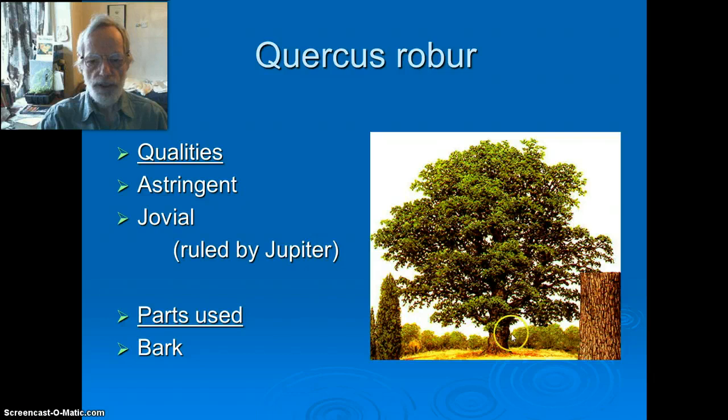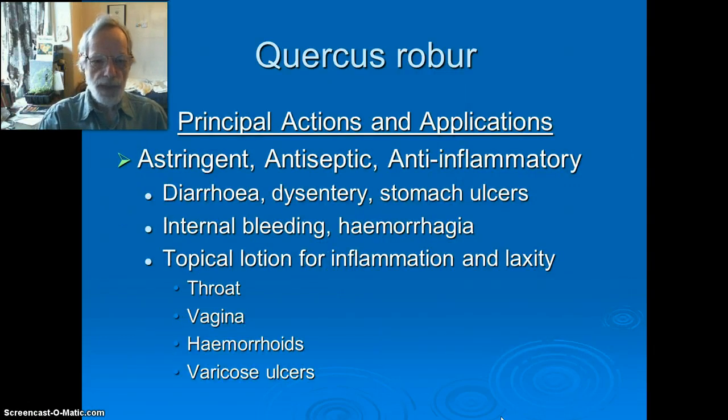Here we see this majestic tree. Its primary quality is astringent. It's classed as a jovial herb in that it's ruled by Jupiter. This means that this kind of ties in with it being quite large, expensive and authoritative, and we use the bark of oak usually. Principal actions, well, astringent but also antiseptic and anti-inflammatory.